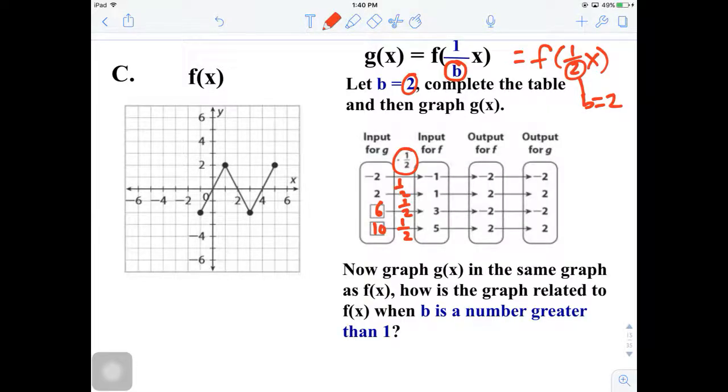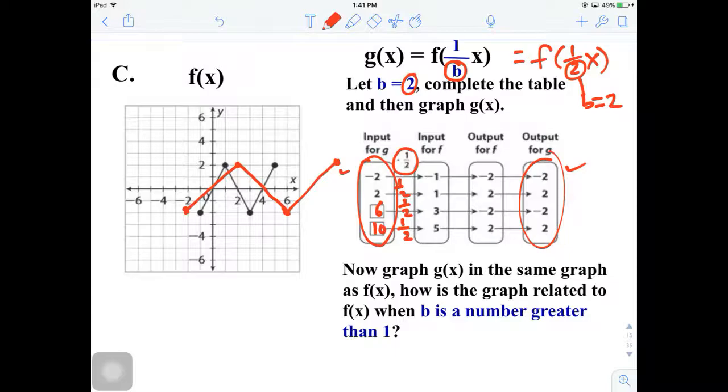So now if we graph the new values of x with the original y's, we should get the new points. So -2 and -2, which is here, and then 2, 2 is here, and then 6, -2 is here, and finally 10, 2, which is going to be off the chart somewhere over here. So if you take a look at that and connect those dots, we are going to have a horizontal stretch. Look at the graph.